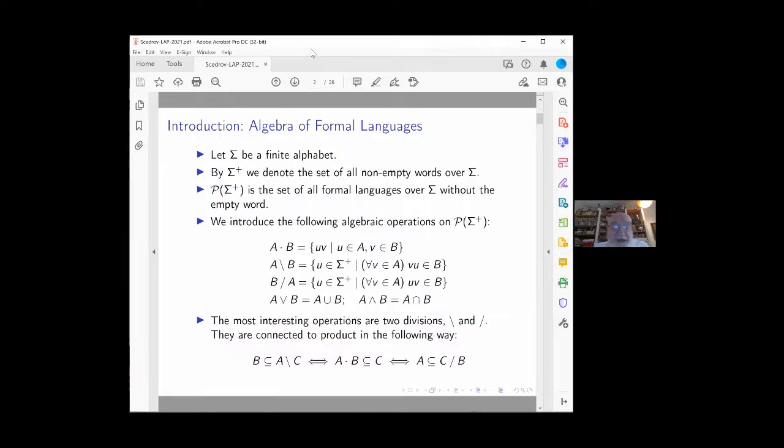And it's interesting to note the relationship at the bottom of the screen, the relationship between the divisions and the product. That is to say that B is a subset of A under C if and only if A times B is a subset of C. And in turn, this is if and only if A is a subset of C over B.